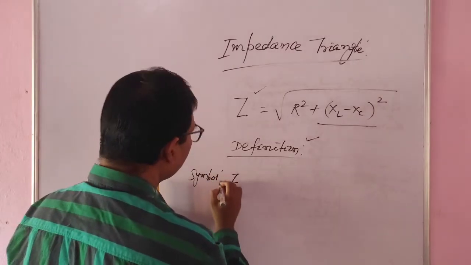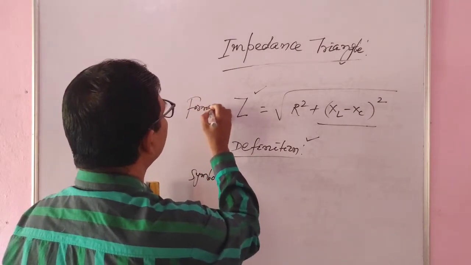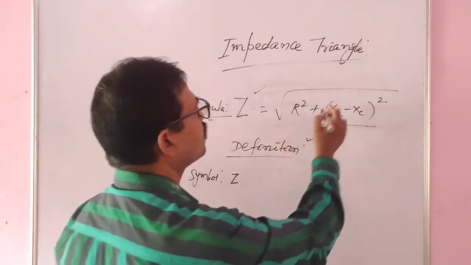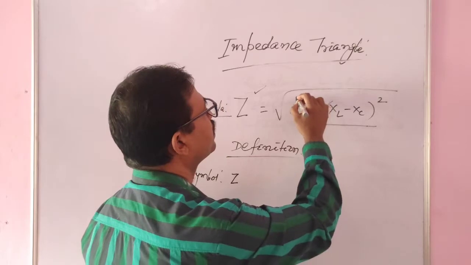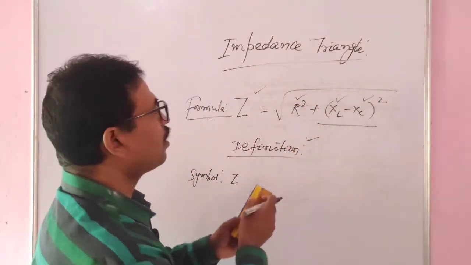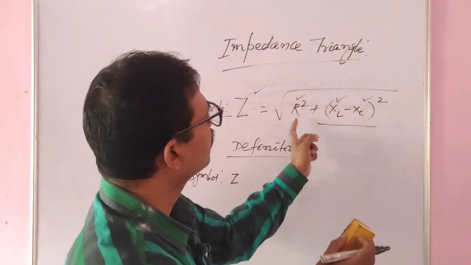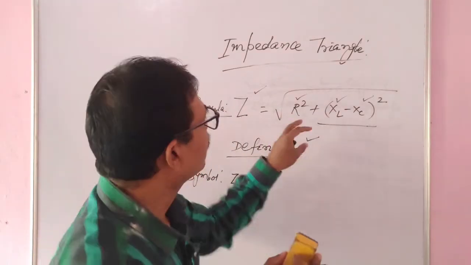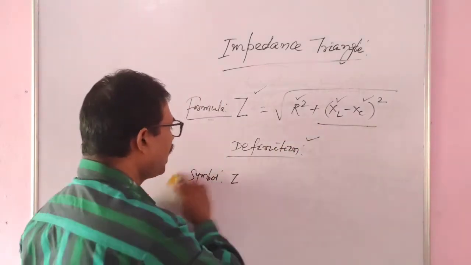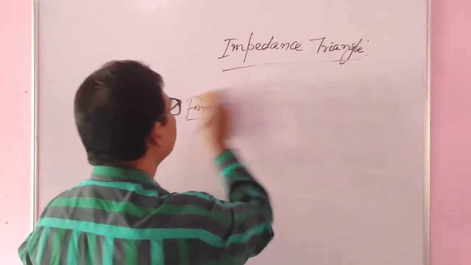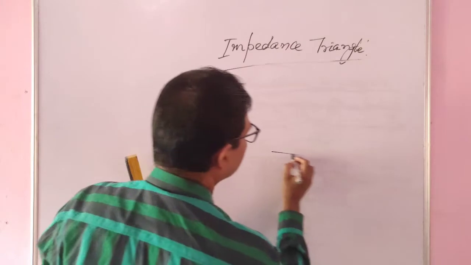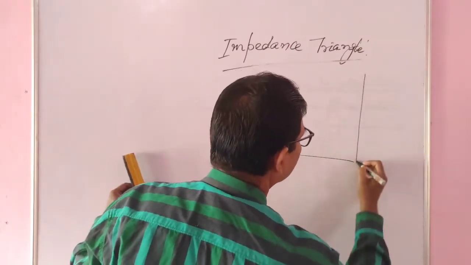You can represent this one, and this one is the formula. That means impedance consists of three factors, mainly resistance, inductive reactance, and capacitive reactance. So now if we make one triangle using these three terms, it becomes a triangle, and mainly it requires a right angle triangle. Just take a right angle triangle.